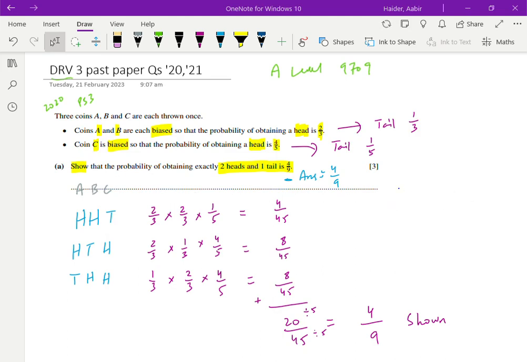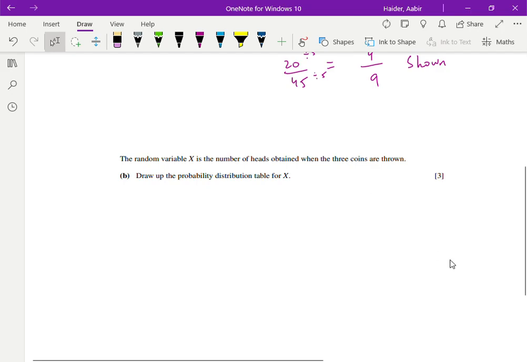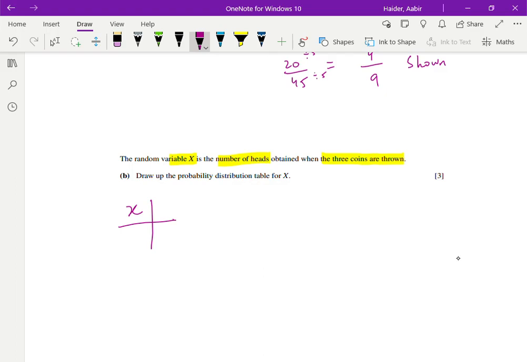Okay, for part B, they are asking you: the random variable X is the number of heads obtained when the three coins are thrown. So the three coins are thrown and X has been defined as the number of heads. So let's first draw up a table here for the probability distribution, and we will do its working beneath it.